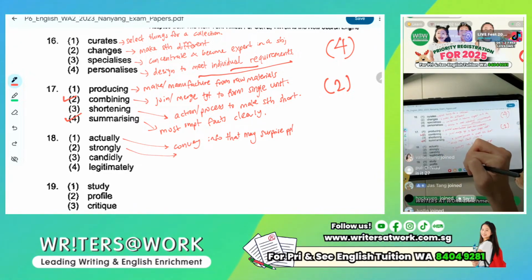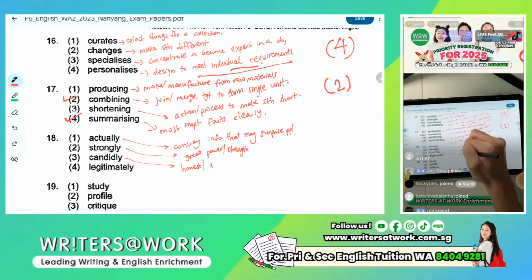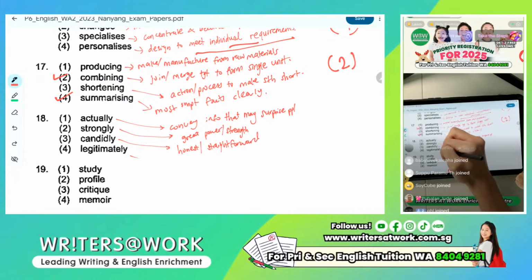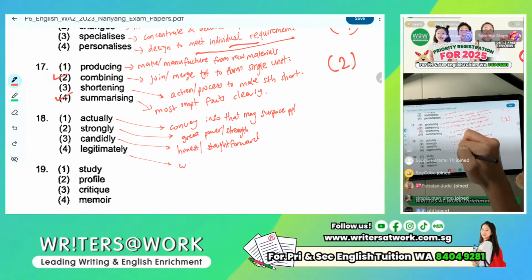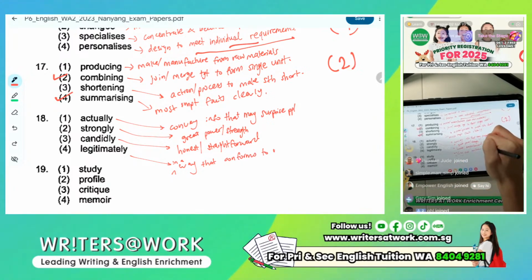Next, when you use the word strongly, it means that you have great power or strength. Candidly means that you are very honest and straightforward. You don't hide the points. If something is good, you just tell the person up front. If it's bad, you just tell him that he sucks. Legitimately means in a way that conforms or follows the rules.